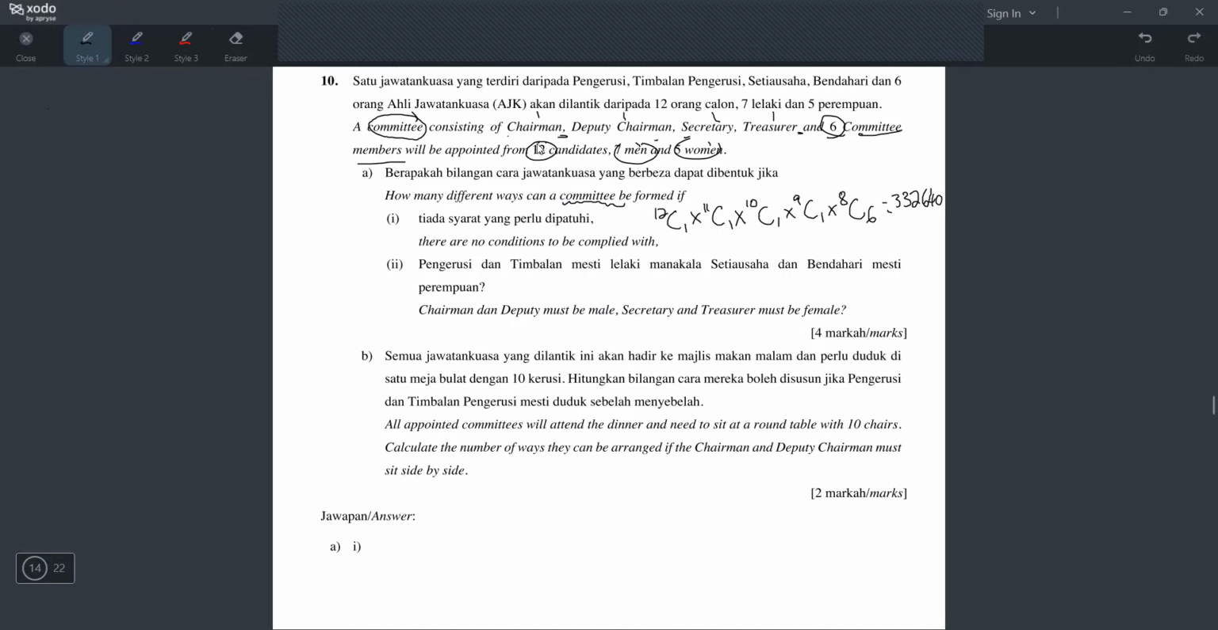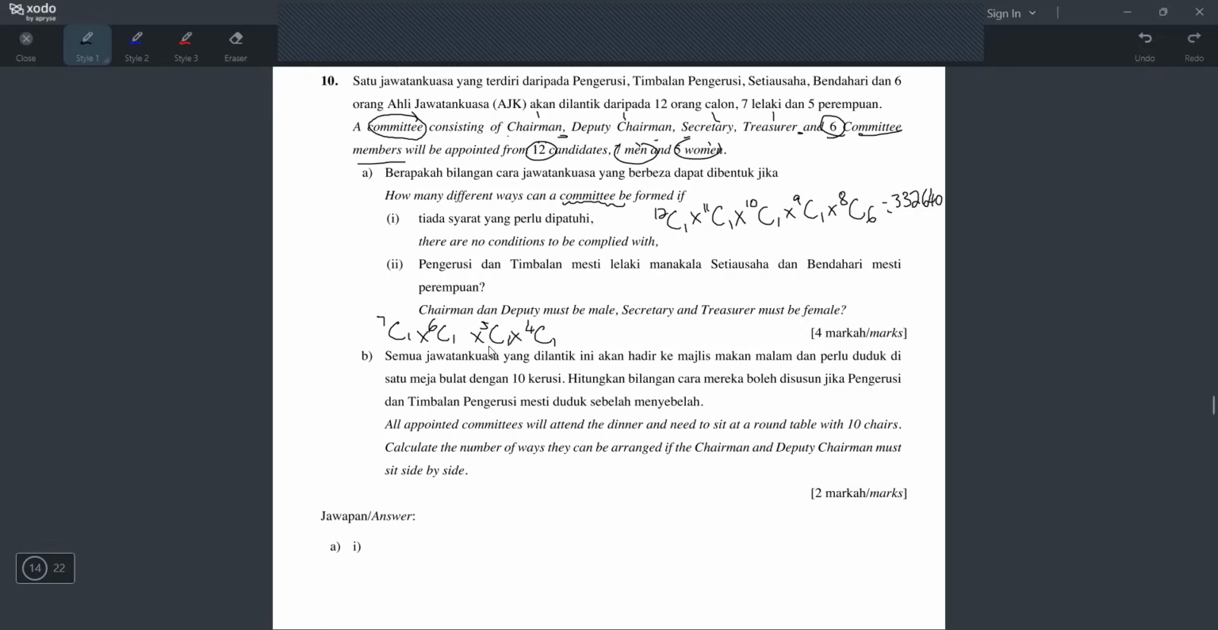The chairman must be male, so I cannot choose from 12 candidates. I have to choose from the 7 men. So from 7 males, I choose 1 to become chairman. Then the deputy also must be male, so out of 6 males now, I choose another one. Why 6? Because I already chose 1 to become chairman. Then the secretary must be female. The female total is 5, so I choose 1 to become secretary, and then another one to become treasurer, but then only 4 are left. Then you multiply.